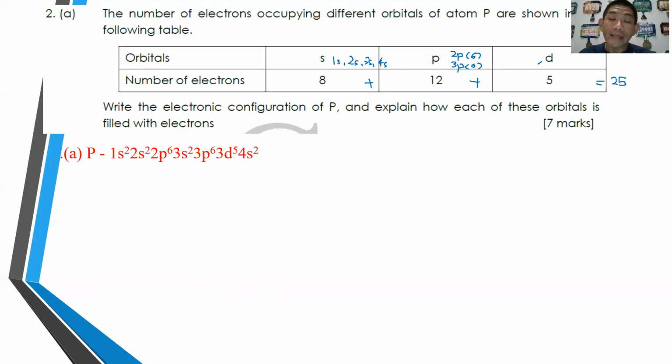So now, the question also asks you to explain how. So if the question asks you to explain how you are going to fill in the electronic configuration?